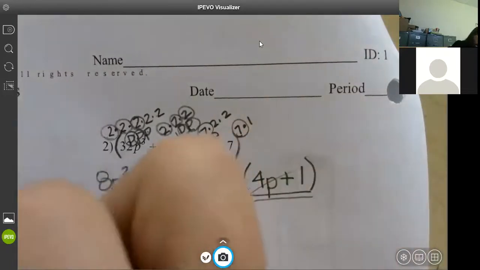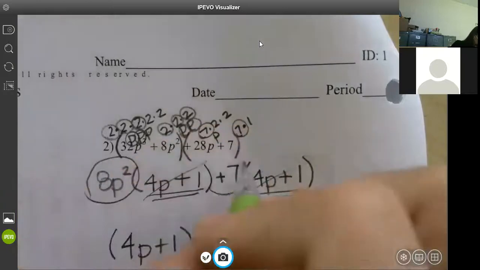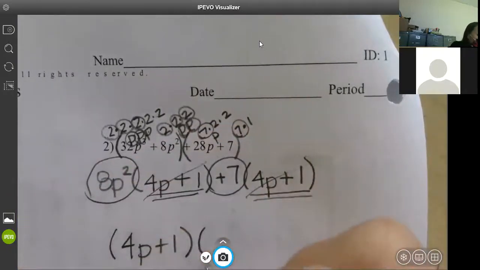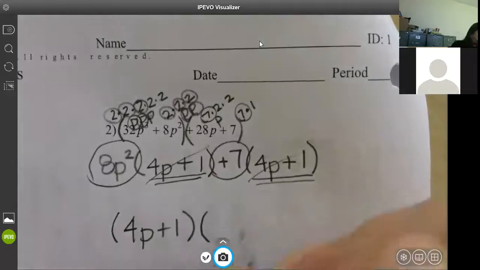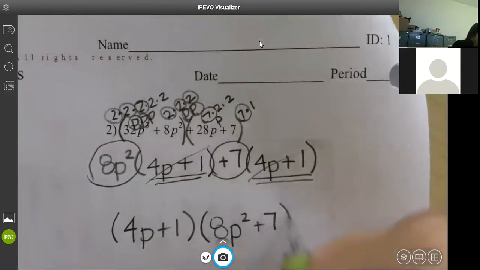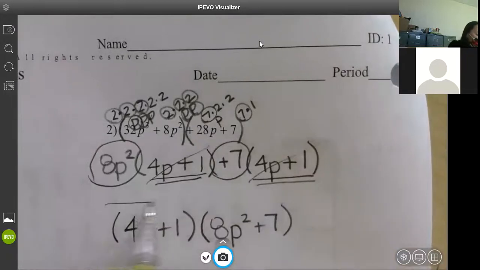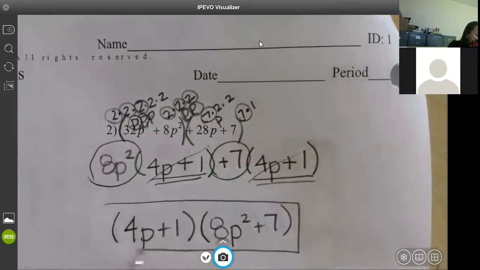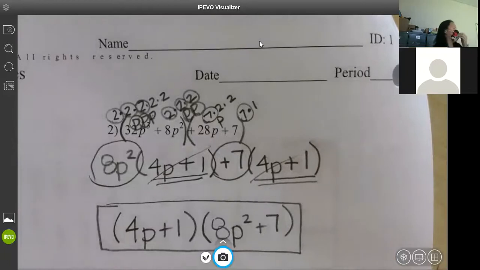And then what you left out, read it left to right. What you left out is going to be your second. So you put another set of parentheses. And then we left 8p squared plus 7 on the outside. That's your final answer, and that's exactly what it should look like. So now you've factored.